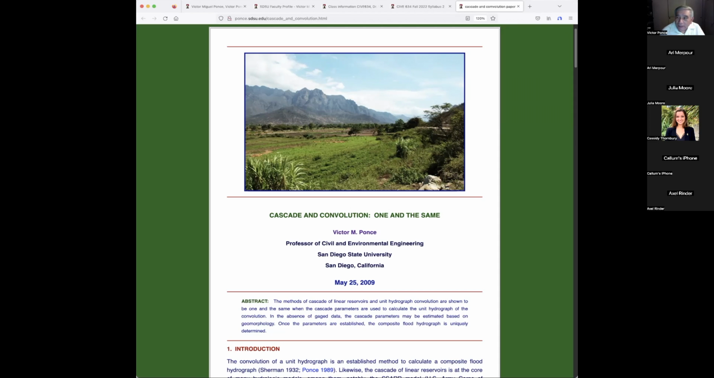Then I have worked with these methods since, I would say, I taught hydrology for many years. I mean, how many years? More like 30 years. I taught hydrology at San Diego State for 30 years. I knew the theory and the practice of the unit hydrograph back and forth. That's the unit hydrograph.